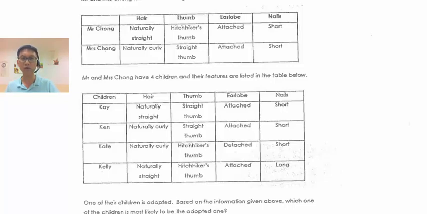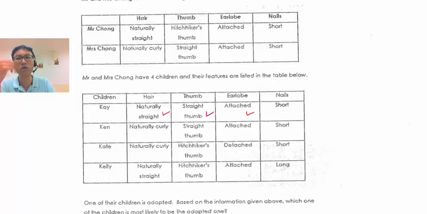So let's take a look at all. First let's look at K. K has naturally straight hair. Mr. Chung has naturally straight hair. So this one is from one of the parents. Straight thumb. Mrs. Chung has a straight thumb. Attached. Both Mr. and Mrs. Chung have attached earlobes.